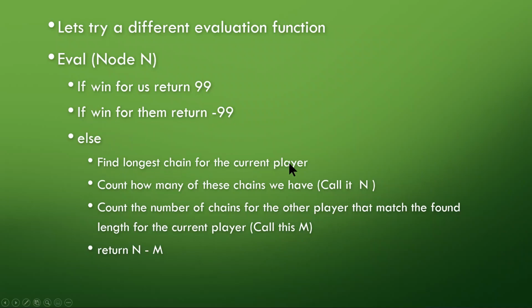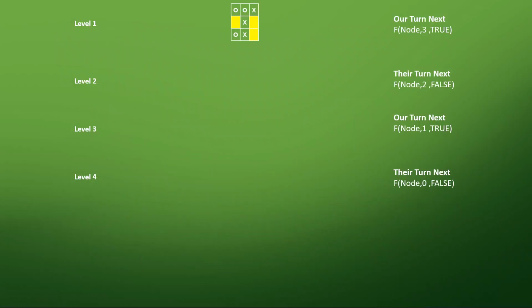Otherwise, find the longest chain for the current player, count how many of these chains we have, call it n, count the number of chains for the other player that match the found length for the current player, called m, and return n minus m. So here we're trying to optimize for the current player how many chains we have, and larger numbers will come when we have larger chains. And count the number of chains the other player has that match the found length. So if we have the longest length, how many do we have? We want to optimize that we have the most possible winning paths versus they have the least possible number of winning chains. So back to the original board we had again.